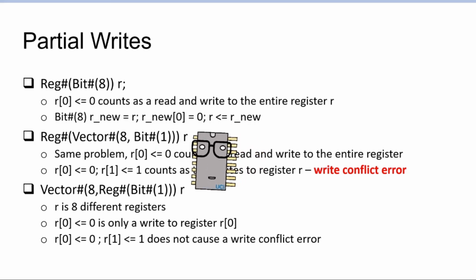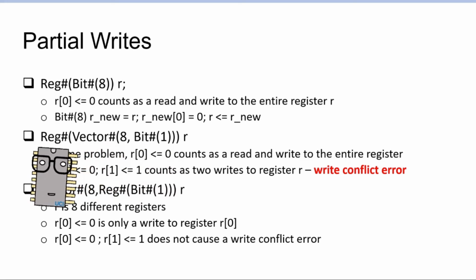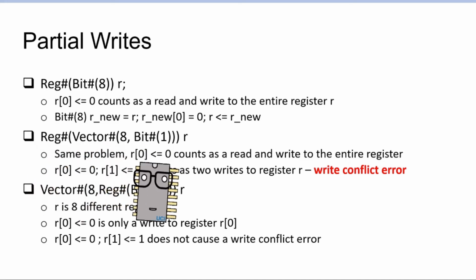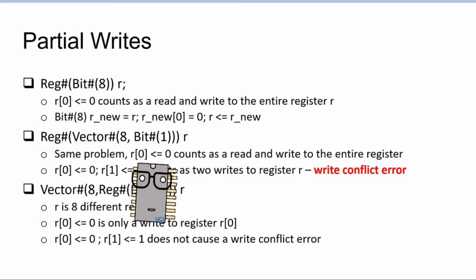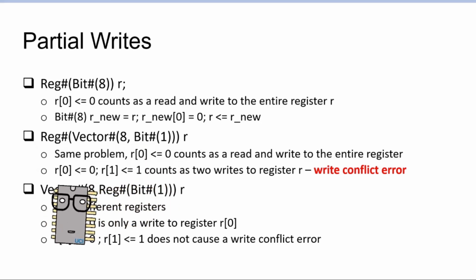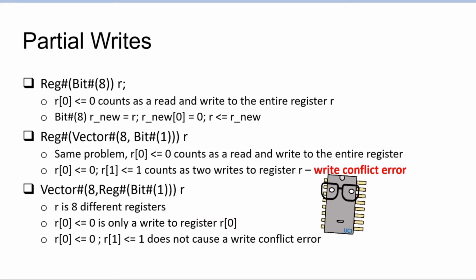So if I create a register of vectors, so all these 8 value slots sitting inside one register, even if this is a vector type, not just Bit 8, if I do something like this, it counts as a read and write to the entire register R. So if I want to have two separate rules, for example, or even inside one rule, where one statement writes to sub slot 0 and the other statement writes to sub slot 1, this counts as two writes to register R, which results in a write conflict error.